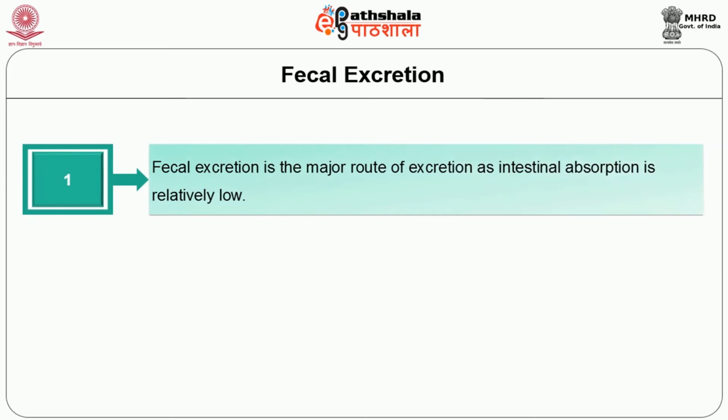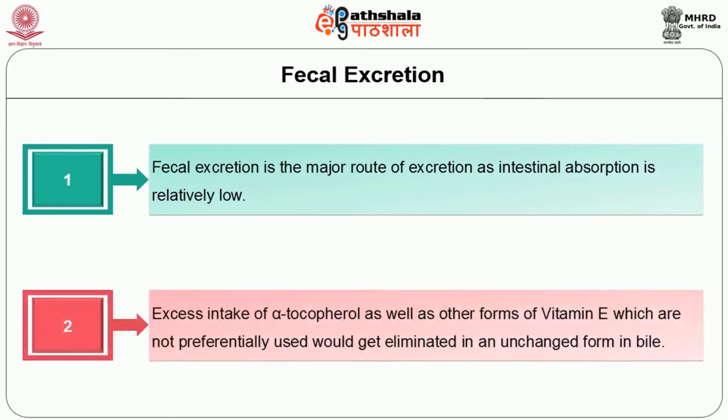Fecal excretion is the major route of excretion as intestinal absorption is relatively low. Excess intake of alpha tocopherol as well as other forms of vitamin E which are not preferentially used would get eliminated in an unchanged form in bile.